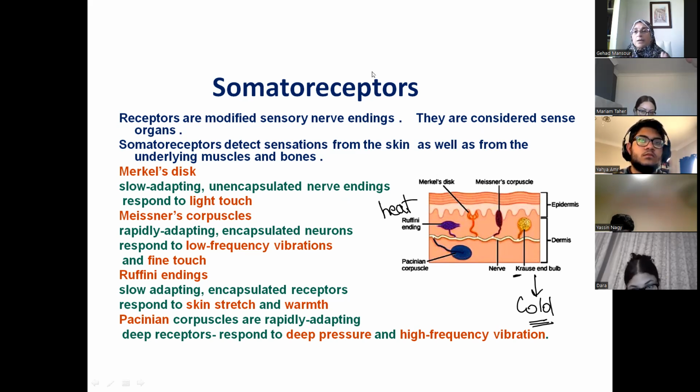Part of the reason is that Krause's end bulb is more superficial. It is not drawn very accurately in the diagram here, but Krause's end bulb is a little bit above Ruffini's organ, so it is more superficial, it is higher, and it is more sensitive.